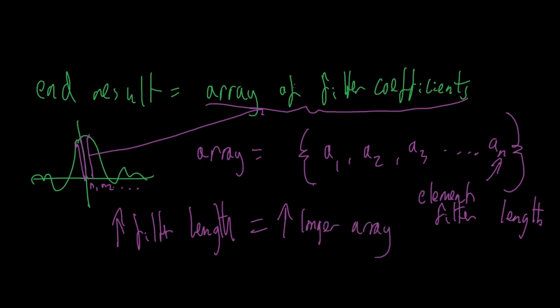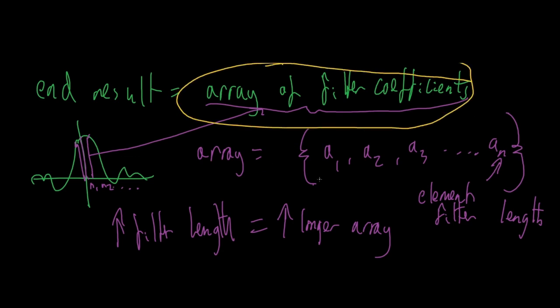That is your FIR filter. Your FIR filter is just an array of filter coefficients. Once you have all these values, that's it. Your FIR filter is now complete. But how do you actually use those values? You convolve this array with your input signal. Let's look at that.